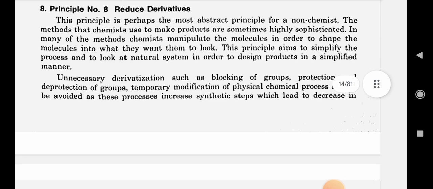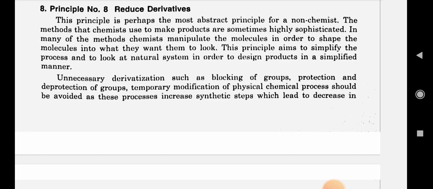Reduce derivatives. This principle is perhaps the most abstract principle for a non-chemist. The methods that chemists use to make products are sometimes highly sophisticated. In many of the methods, chemists manipulate the molecules in order to shape them into what they want them to look like. This principle aims to simplify the process and to look at the natural system in order to design products in a simplified manner.